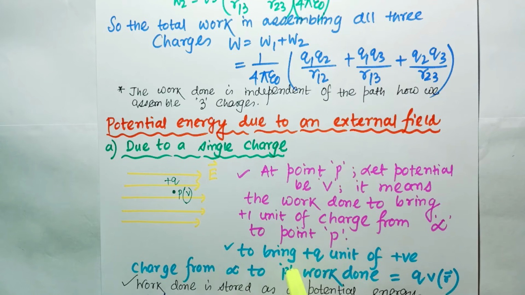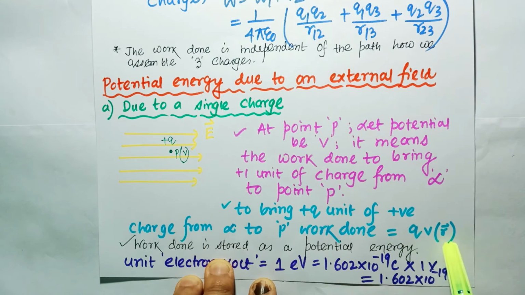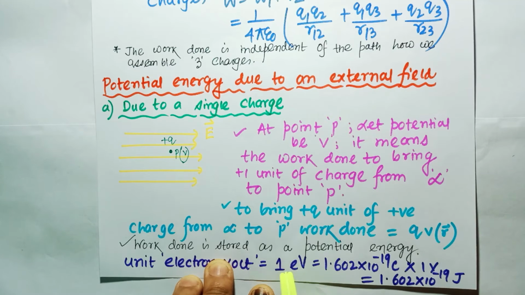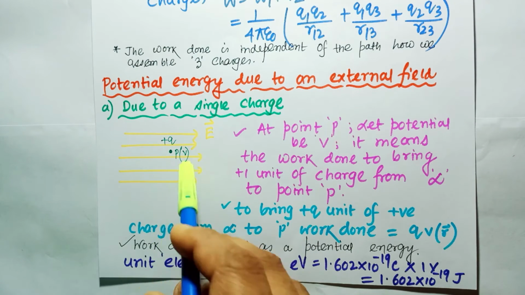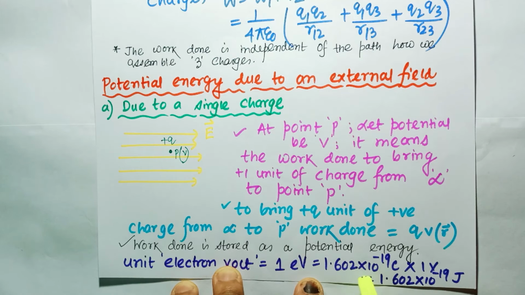So I need to bring plus Q unit of positive charge from infinity to the point P. The work done will be the charge times the potential, equal to Q times V(r), and the work done is stored as potential energy. So it is the amount of potential energy for a single point charge at the point P in the presence of some external field. The unit of the work done is the electron volt: 1 eV is equal to 1.602 times 10 to the minus 19 coulomb times 1 volt, that is, 1.602 times 10 to the minus 19 joule.